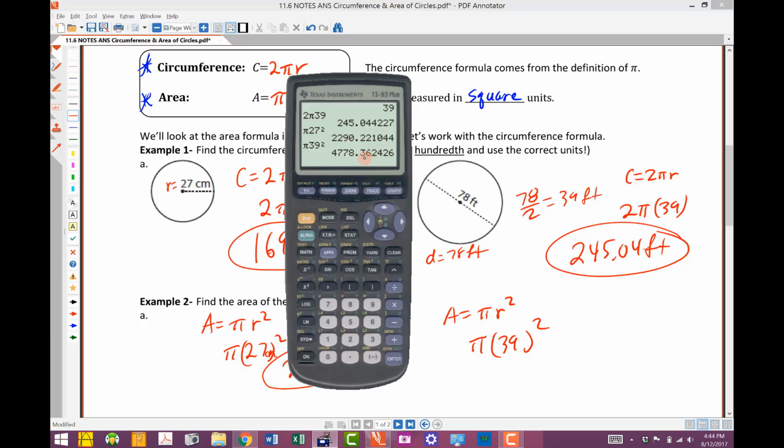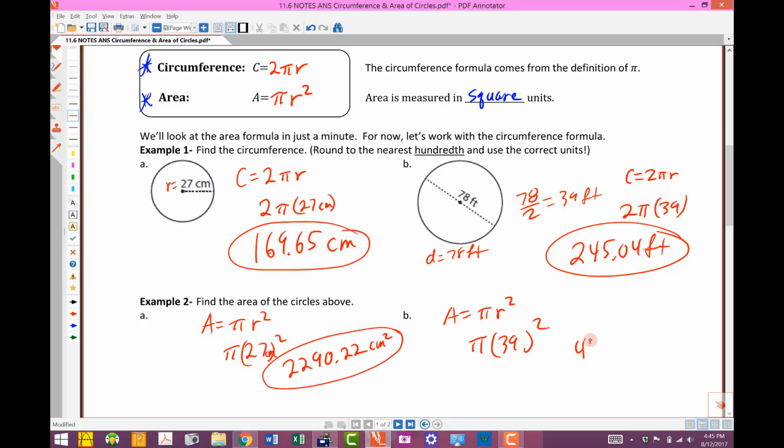4778.36. Again, the question is, is this going to stay 36 or is it going to go to 0.37? That's a 2, so it's not enough to bump this up. So we're going to do 4778.36, and then again the units here are feet, so this is going to be square feet or feet squared.